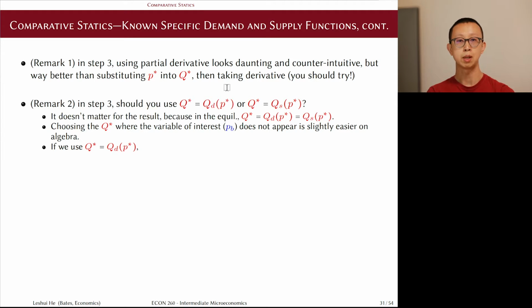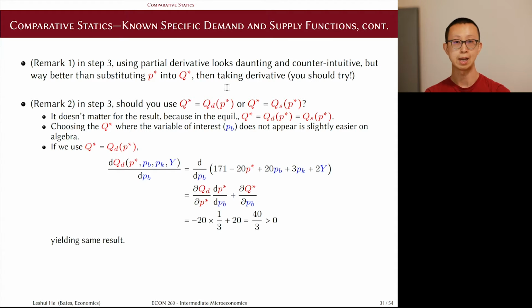Suppose now instead of using the supply function to do this analysis, we want to use the demand function. What's going to happen? Well, we do exactly the same thing. We're going to take a derivative of quantity demanded with respect to the price of beef. And we recognize that quantity demanded in the demand function is determined by the equilibrium price, PB, PK, and Y. Now we can just plug in our demand function like this. Now if we take the derivative of this expression with respect to PB, two things will change. Well, 171 won't change. PK and Y will not change because we're fixing them as our exogenous variables.